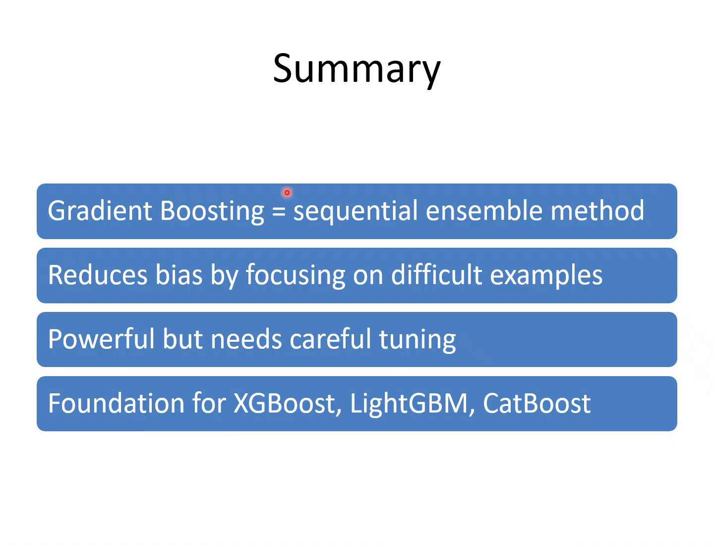So the summary for this lesson is that we looked at the gradient boosting methods, ensemble methods which train trees sequentially, that is, in an additive method. These approaches are very good at reducing bias by focusing on difficult examples. They are very powerful, but need careful tuning, especially to prevent what we call overfitting. The foundation of the gradient boosting algorithms we are going to see in the lab is the extreme gradient boosting method. We have the light gradient boosting machine and CatBoost.